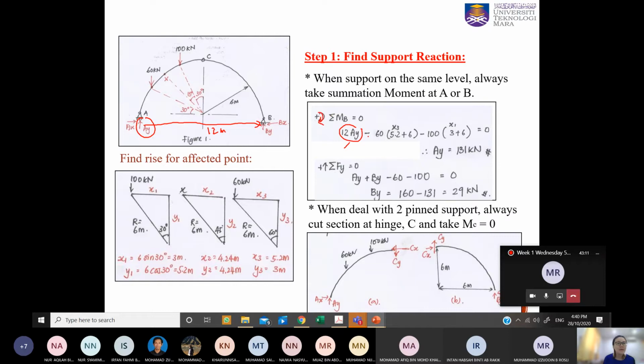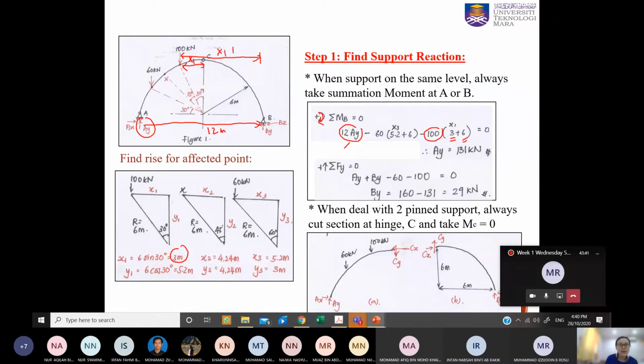So now my next will be 100 kilonewton. Earlier I have determined this is x1, so x1 is 3 meter. Now my 100 kilonewton needs to multiply x1 plus 6, because I need to know the whole distance up to B.